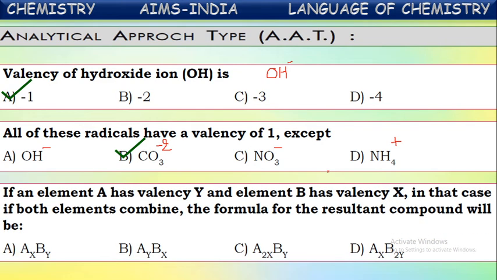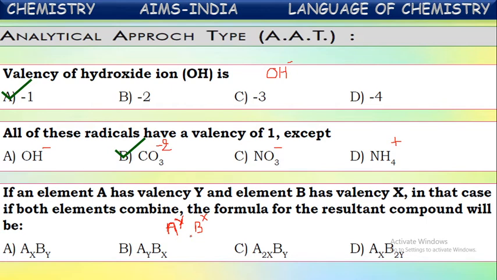Okay, next one. If an element A has valency Y and an element B has valency X, and both elements combine, what will be the formula of the resultant compound? How can we write the compound formula? By using the crisscross method. Here the valency of element A is Y, and the valency of element B is X. Let us consider the first one is a metal, because in all the options A is written first.